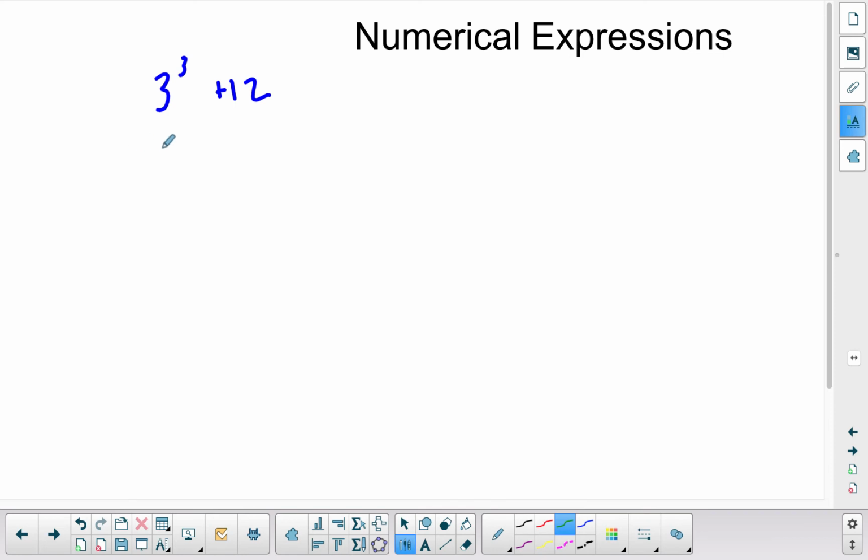So these are called numerical expressions. Why are they called numerical expressions? Well, this word pretty much spells number. And you can see here we've got a lot of numbers going on. And you might have heard of order of operations. That actually connects to numerical expressions.